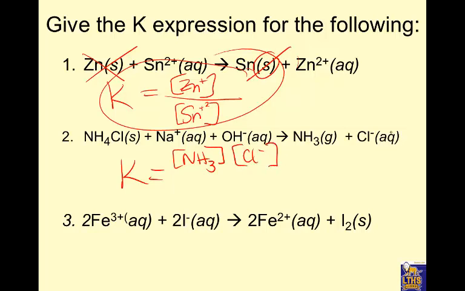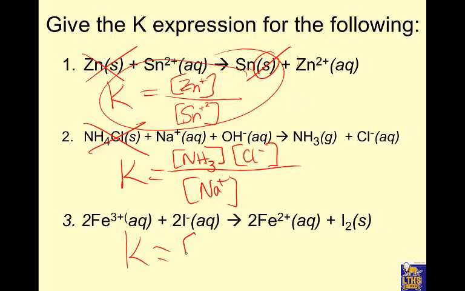Chloride ions. Any coefficients? No, so no exponents. And then we have Na ions, and those are aqueous. And then, oh, sorry, not allowed. Alright, the equilibrium constant expression. Okay, oh, sorry, you're not allowed.